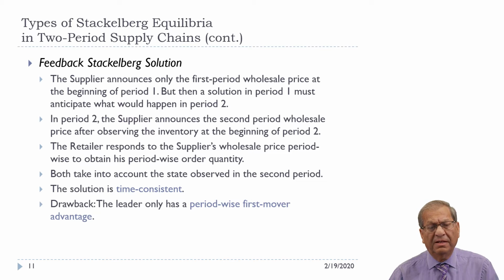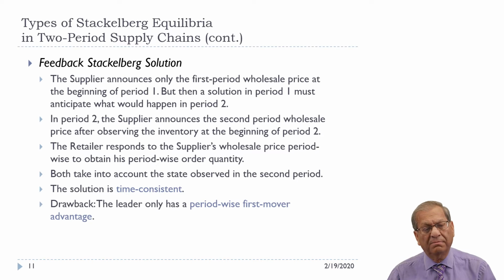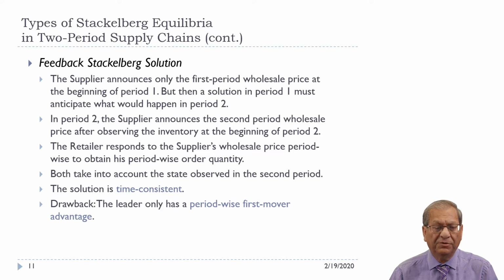Another equilibrium that we would like to consider is the feedback Stackelberg solution. In this equilibrium, the supplier announces only the first period wholesale price at the beginning of period 1. But the solution in period 1 must anticipate what happens in period 2. In period 2, the supplier announces the second period wholesale price after observing the inventory at the beginning of period 2. The retailer responds to the supplier's wholesale price period-wise to obtain his period-wise order quantity.